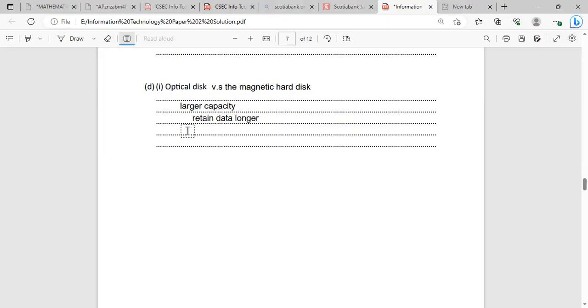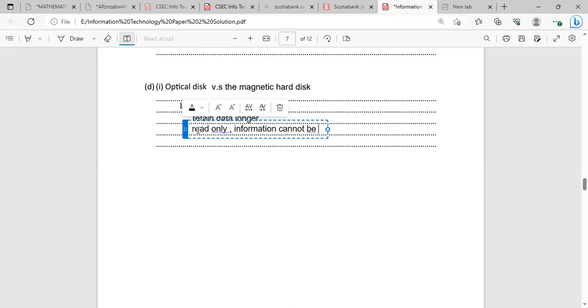So it retains data longer than the magnetic hard disk. Another advantage is that the optical disc is read only. Therefore, information cannot be tampered with. So it's read only. Information cannot be tampered with, and that's very important.